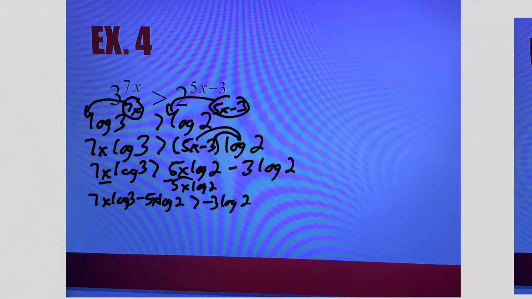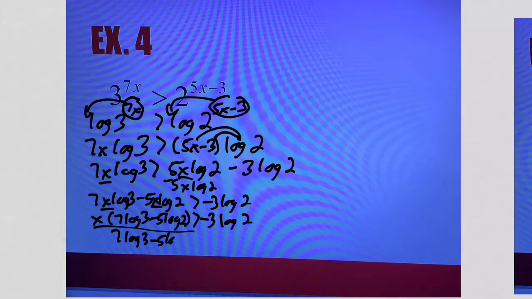And then, since I have to isolate the x, I'm actually going to take it out like a GCF. I'm going to take it out of both of those, and I only take out an x because that's what I'm trying to get by itself. So it'll be x times 7 log 3 minus 5 log 2 is greater than negative 3 log 2. And then to finish getting x by itself, I'm going to divide by that 7 log 3 minus 5 log 2.